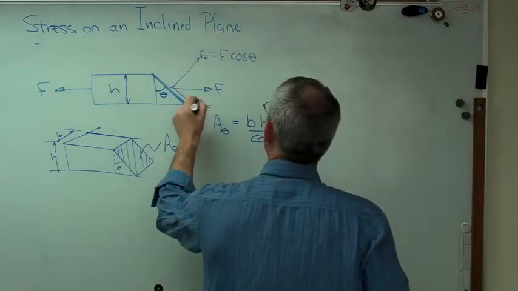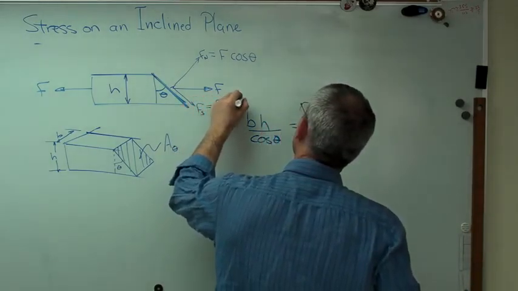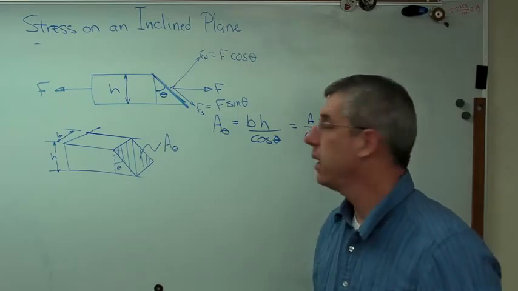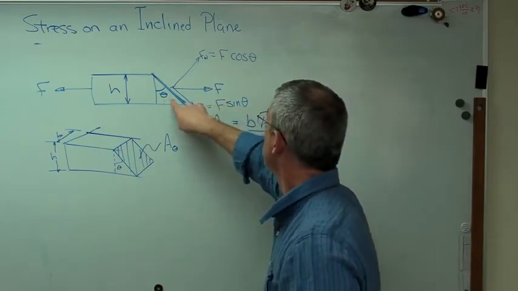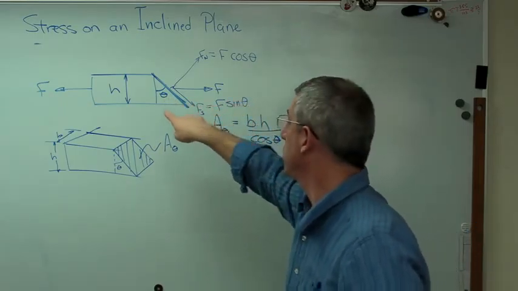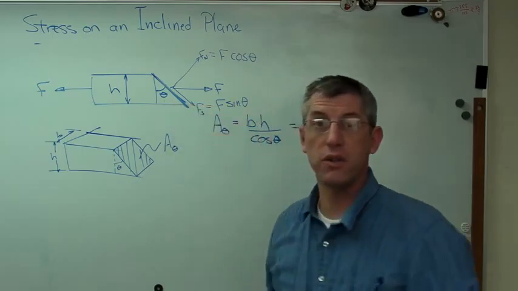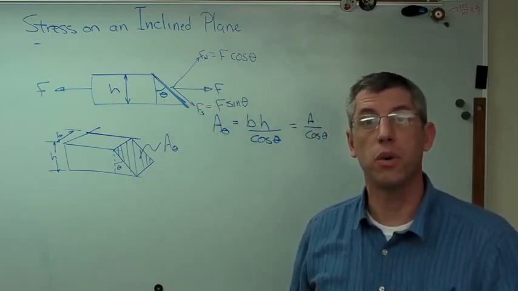And F shear is going to be F sine theta, right? For the same reasons. When this is 0 degrees, that's going to be 0. And when this tends towards 90 degrees, that's going to tend towards 1, and that's going to tend towards F.